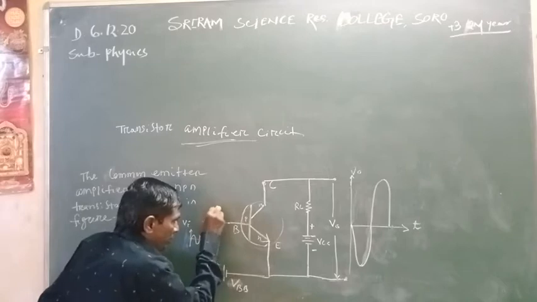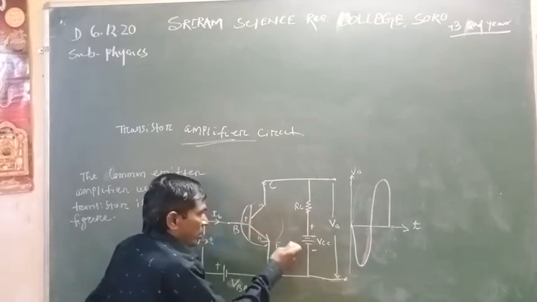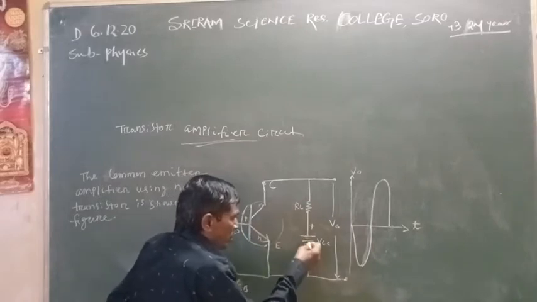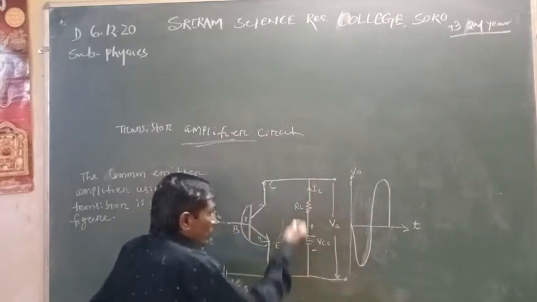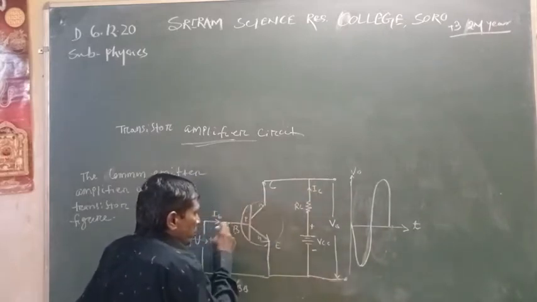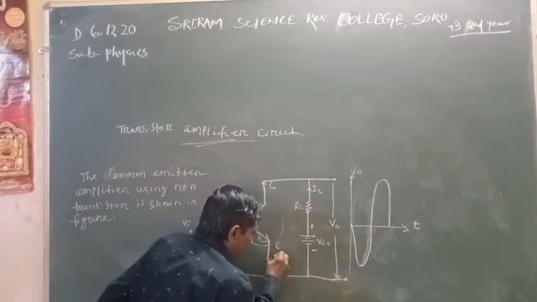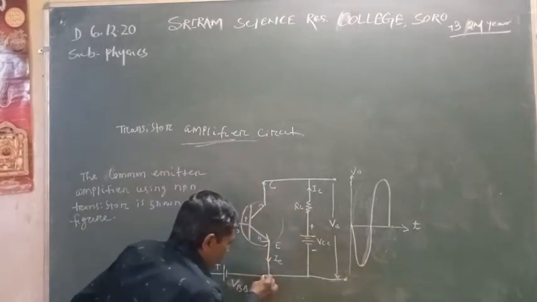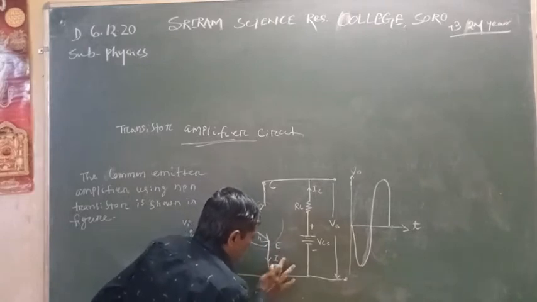This is the IB, and after connection of VCC in the collector emitter junction, this current is IC. So this current IC and this current IB flow through the emitter, that is the IE.